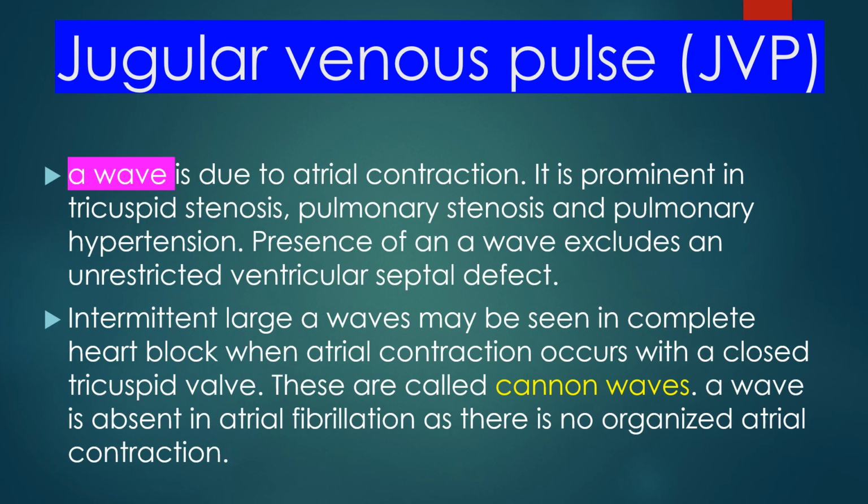A wave is due to atrial contraction. It is prominent in tricuspid stenosis, pulmonary stenosis, and pulmonary hypertension when the atrial contraction is more forceful. Presence of an A wave excludes an unrestricted ventricular septal defect. Intermittent large A waves may be seen in complete heart block when atrial contraction occurs with a closed tricuspid valve. These are called Cannon A waves. A wave is absent in atrial fibrillation as there is no organized atrial contraction.